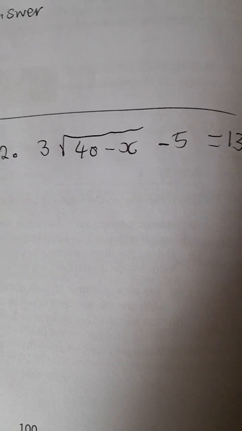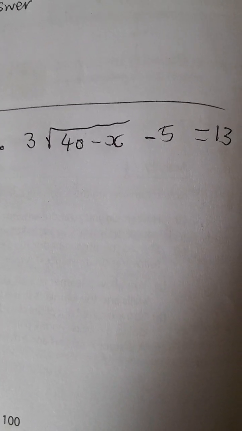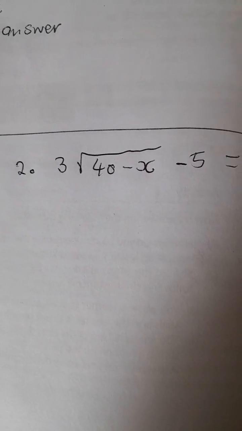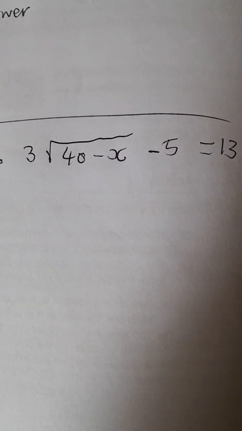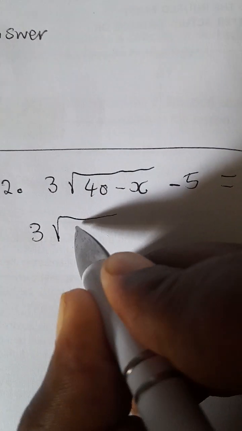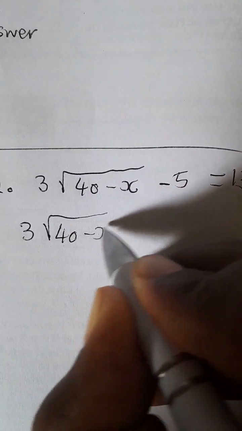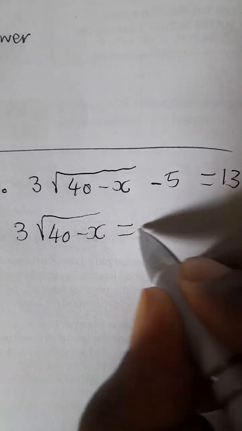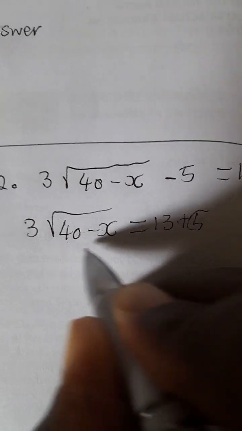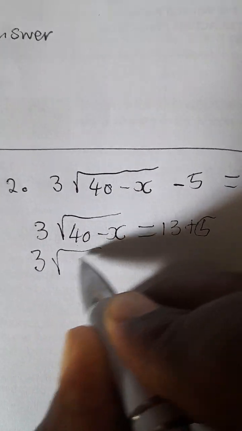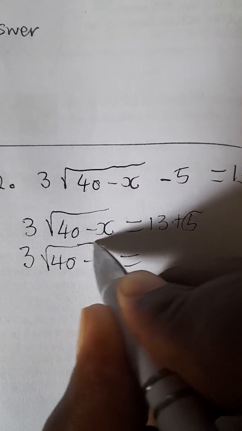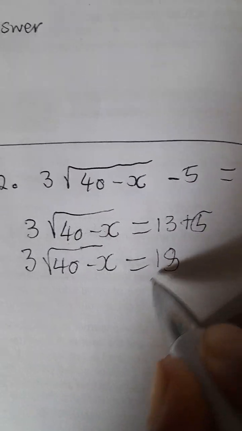Let's go to our second question. In this video, we'll focus on 2 questions only. First thing, we need to isolate the surd. Okay, let's work on this. So we have 3 root 40 minus x minus 5 equals 13. Let's transpose 5 to the other side. This will be 13 plus 5, which equals 3 root 40 minus x. 13 plus 5 will be 18, isn't it?